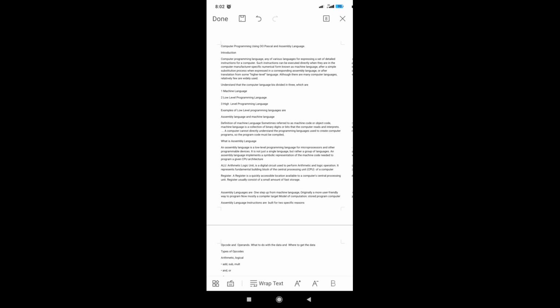From what is being displayed on my screen here, computer programming languages are any of the various languages for expressing a set of detailed instructions for a computer. For you to solve a problem with a computer, like yesterday, when we talked about your algorithm, there are ways in which we communicate with the system.